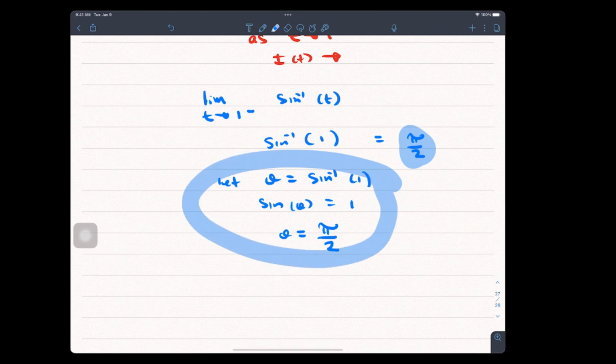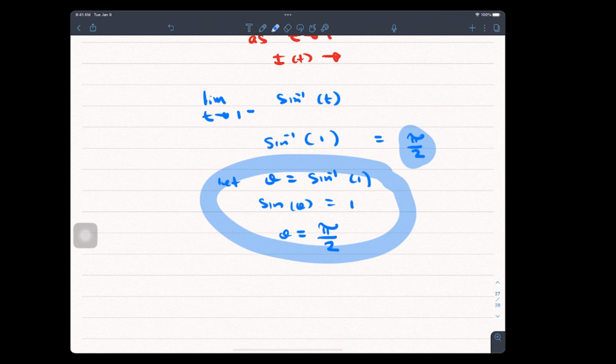This is from trigonometry. This is when I shared with you guys that video. Hopefully you took a look at that, because there's trig in calculus 2 and trig in calculus 3. So you guys want to look at that. So this is pi over 2.